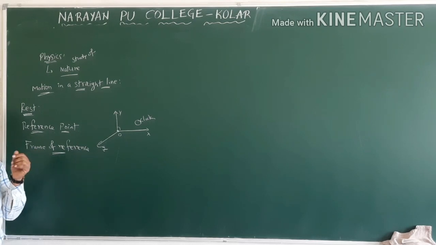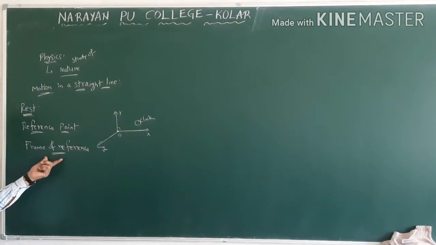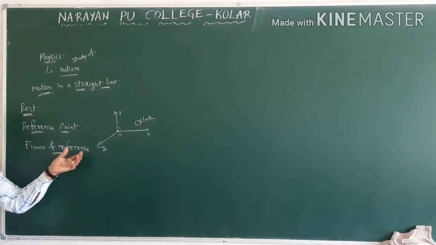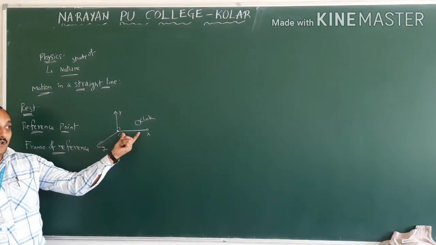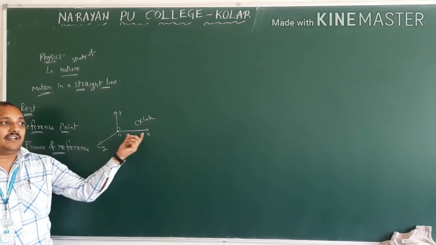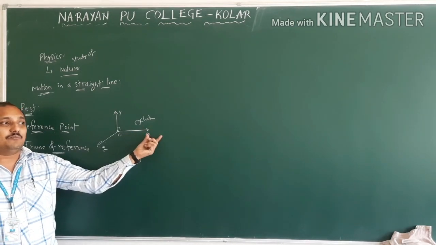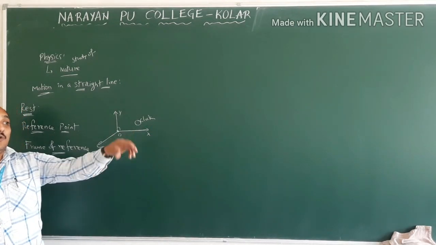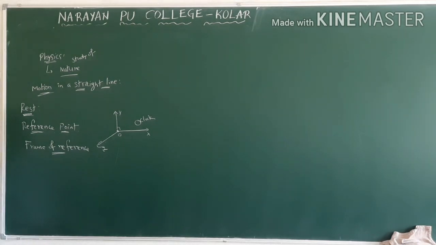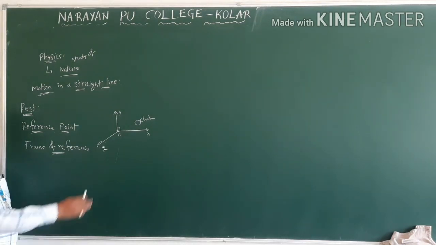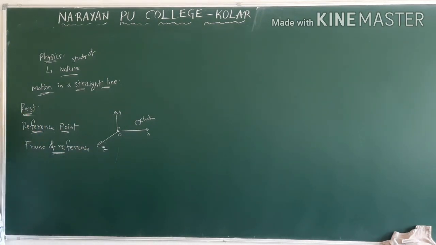Your train is moving. Then you are in motion with respect to the person who is on the platform. Okay, that reference point and frame of reference is very important. In that railway compartment, the train is moving. Whenever the train is moving, you will be in motion with respect to the person who is at rest on the platform. So you have to see that carefully.